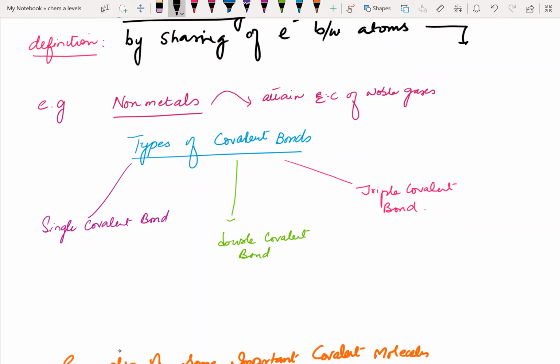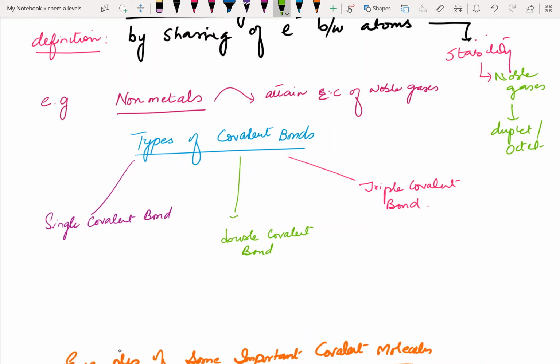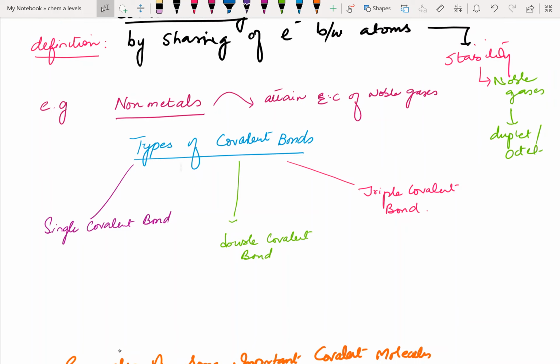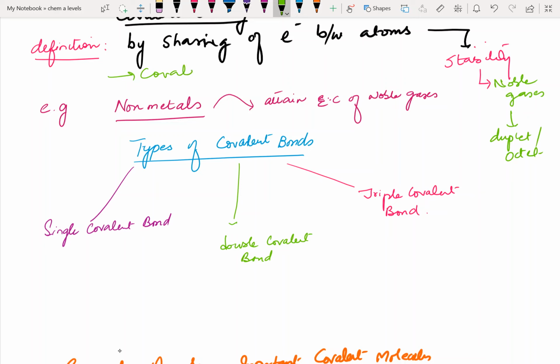The purpose or objective behind this is again to attain stability. After sharing these electrons, the atoms try to become stable just like noble gases, meaning they are struggling to complete their duplet or octet by sharing electrons. As a result, the compounds formed are called covalent compounds, and molecules are formed.